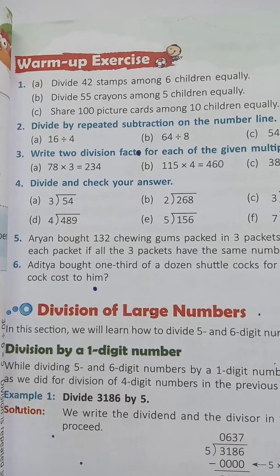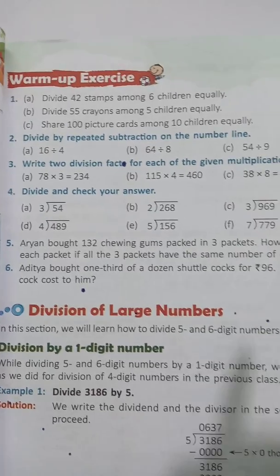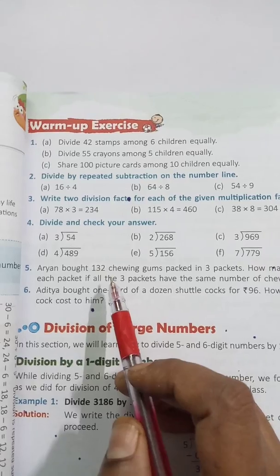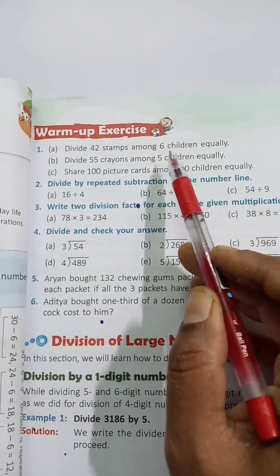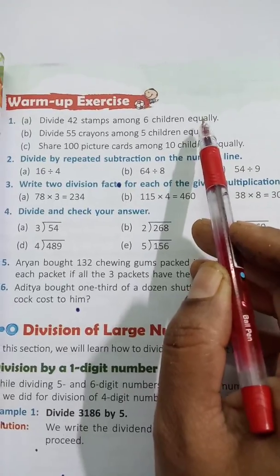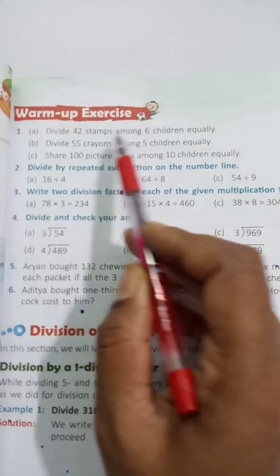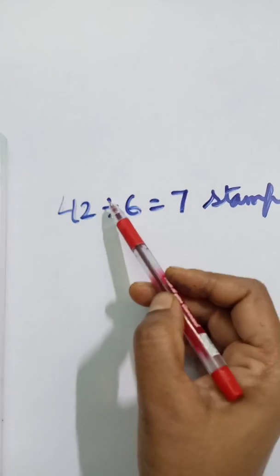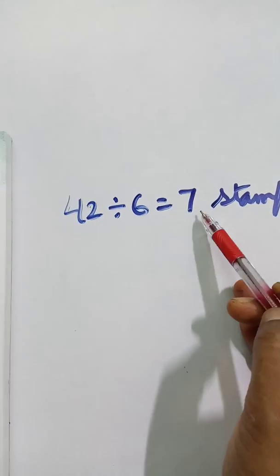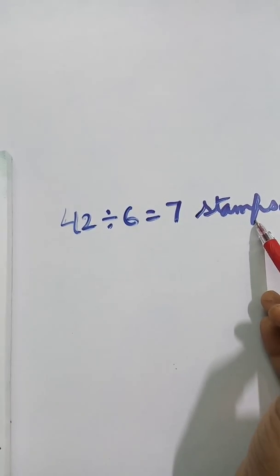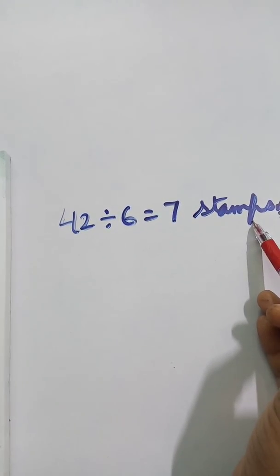Now let's move to the warm-up exercise, children. Page number 63. Question number 1. Divide 42 stamps among 6 children equally. Children, here we have to divide the stamps equally, no? So you will have division. So you will divide 42 by 6. So children, 42 divided by 6 is 7. So we will have 7 stamps. In this way you will solve B and C also.